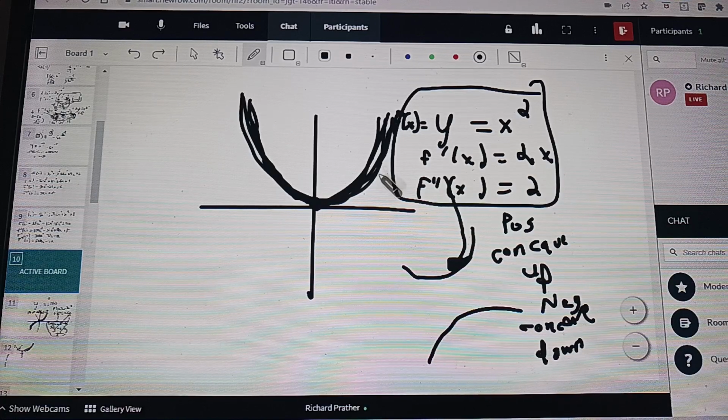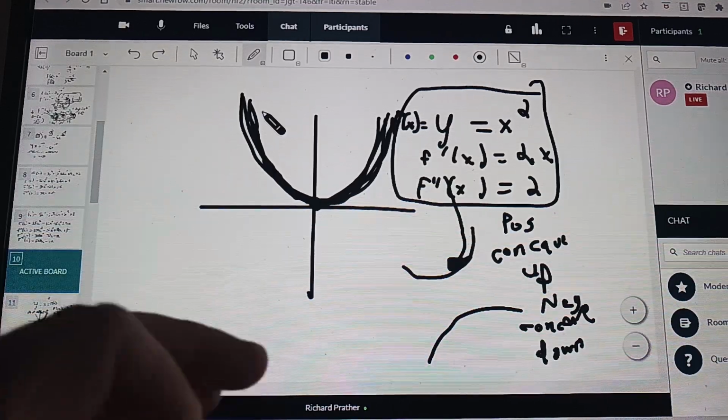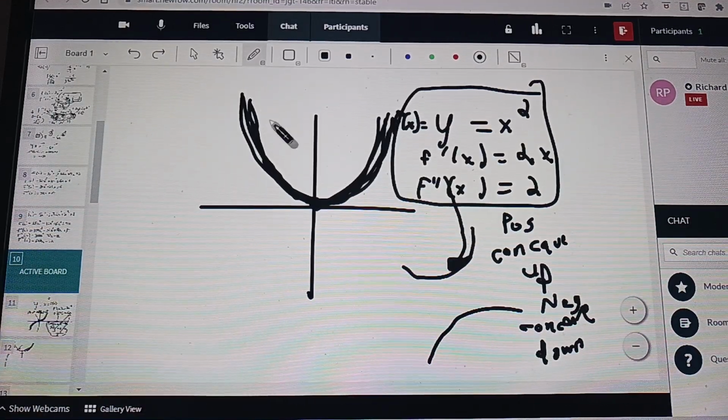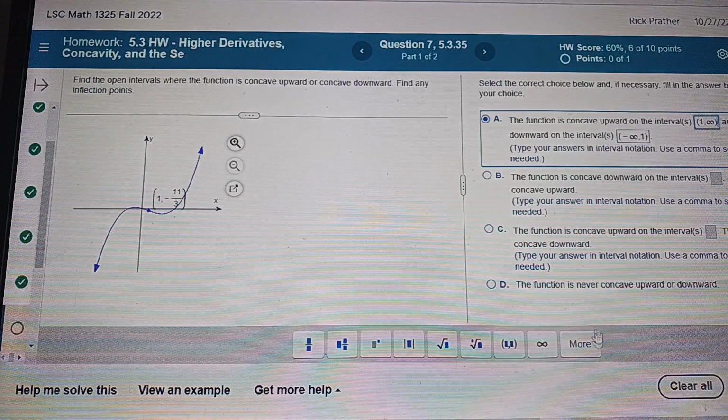And you can clearly tell from the graph it's always concave up. Parabolas are always either all concave up or all concave down. They don't do anything else. So it's possible you could say the graph is concave down and it's never concave up or vice versa. That's why they have options for that.